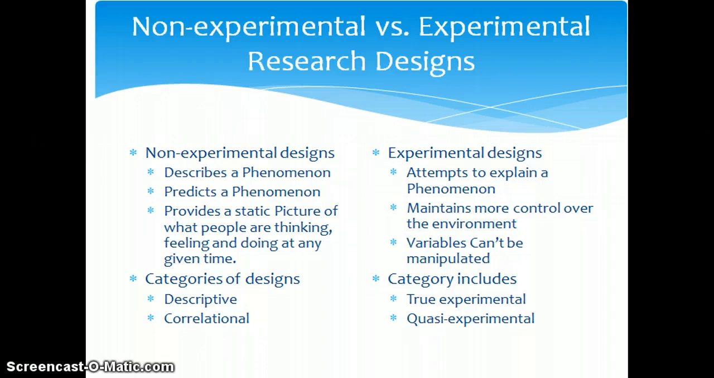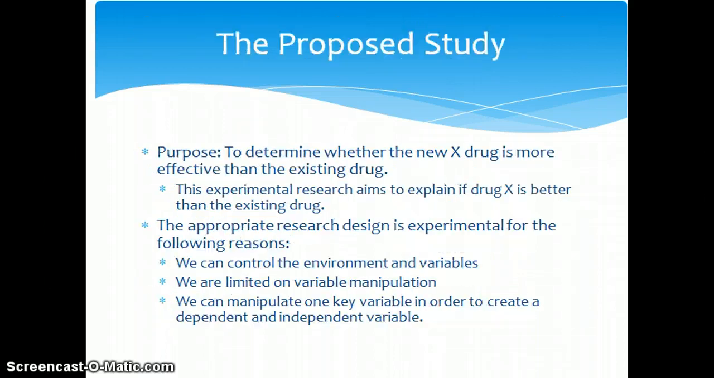And the categories of the non-experimental designs are descriptive or correlational, versus an experimental design, which attempts to explain a phenomenon. And as a researcher, we're able to maintain more control over the environment. Variables can easily be manipulated, and the categories for an experimental design are true experimental and quasi-experimental.